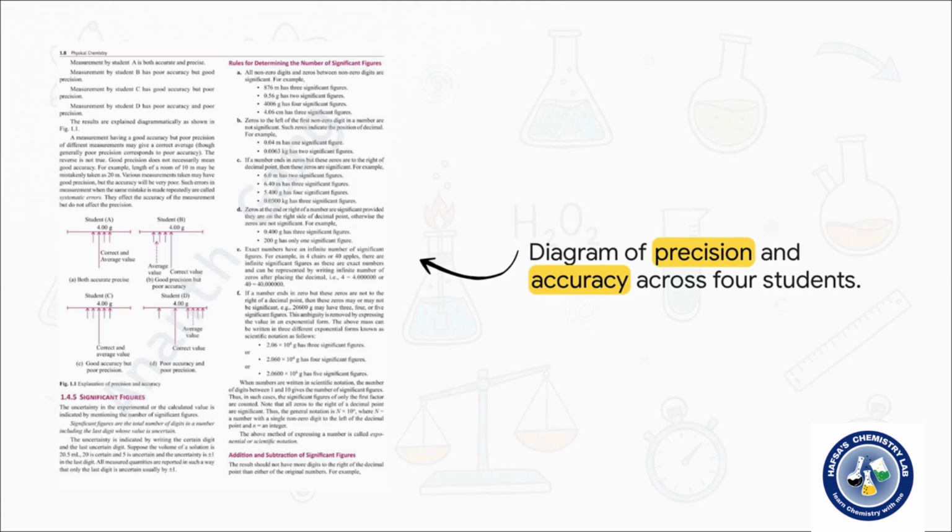But then look at student B. Their measurements are really tightly grouped, showing fantastic precision, but they're way off the actual correct value. Good precision, terrible accuracy. Meanwhile, student C has a decent average, but their individual points are scattered all over the place. That's good accuracy, but poor precision. As a scientist, you absolutely need both.